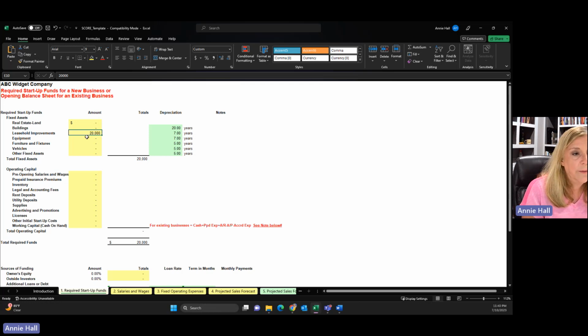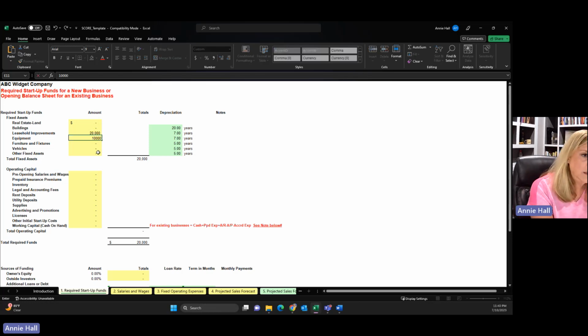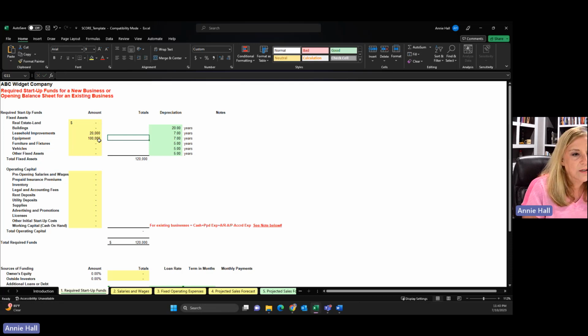The next one says equipment. So if you have to purchase any equipment, well, we are going to need some equipment to build our widgets. And we're also going to need some office equipment like copiers and things like that. So for just nice round numbers, I'm going to put $100,000 worth of equipment here.